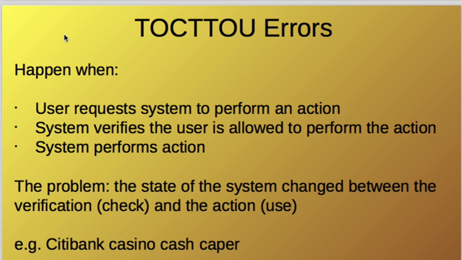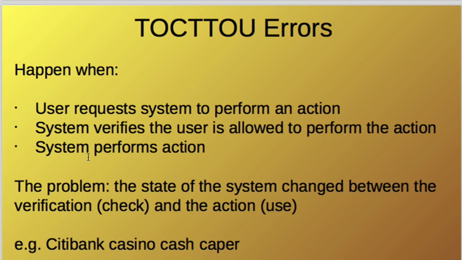Okay, so these basically happen when some user or process requests a system to perform an action. The system checks to make sure that the user is allowed to perform the action, and the system performs the action. So there are 3 steps involved. The state of the system can change between the verification part, that is step 2, and the action or the use, step 3. So the time of check is the second one, and the time of use is this 3rd step.